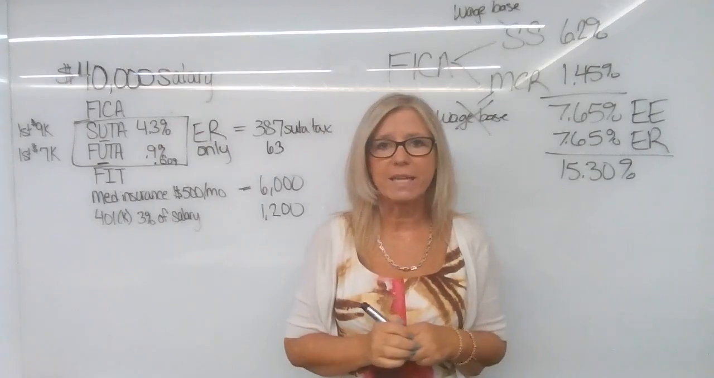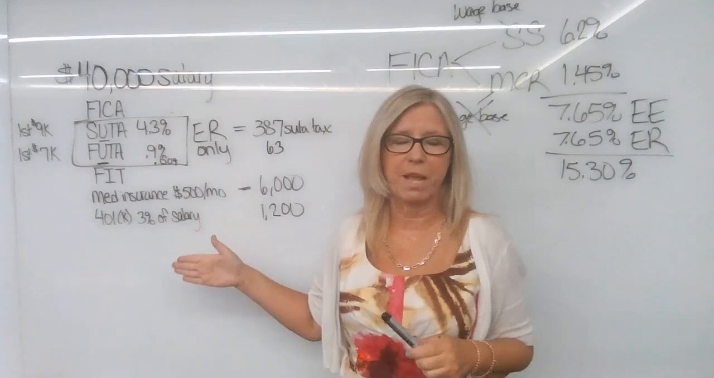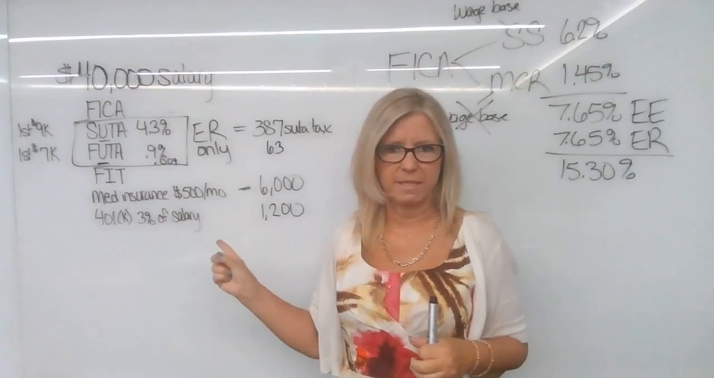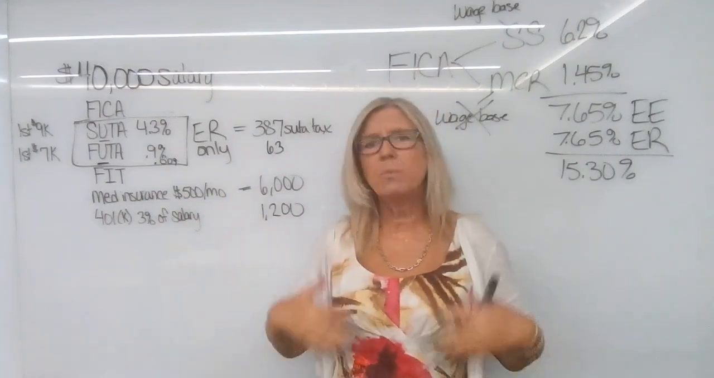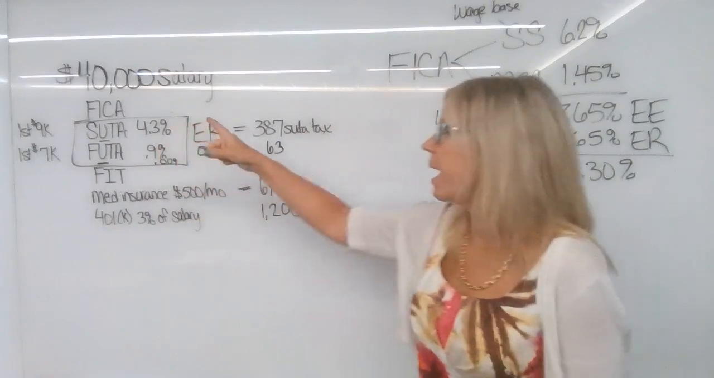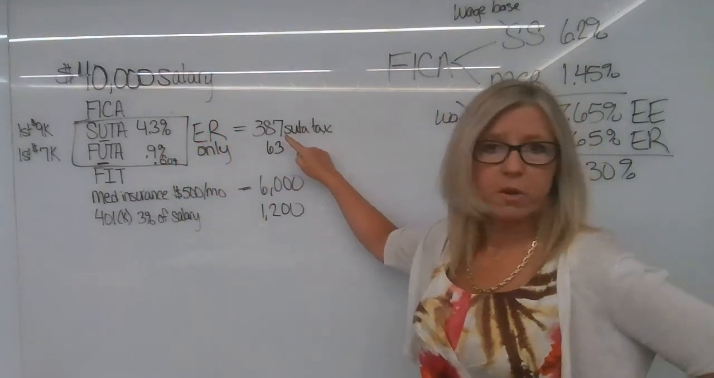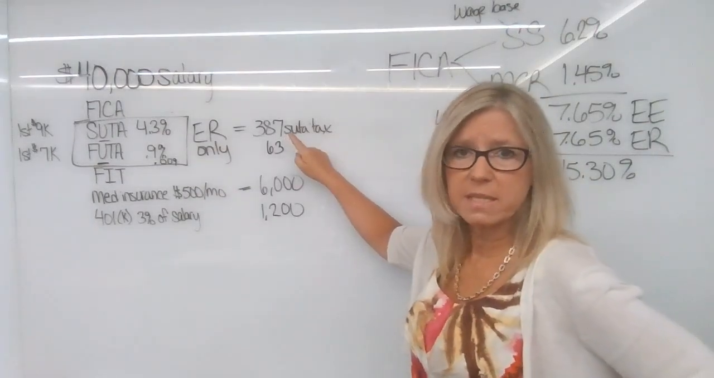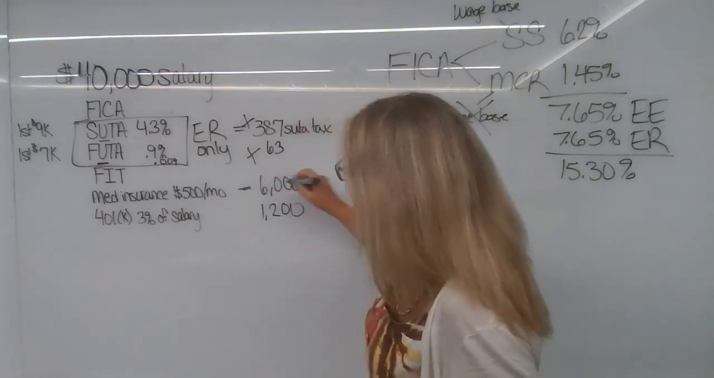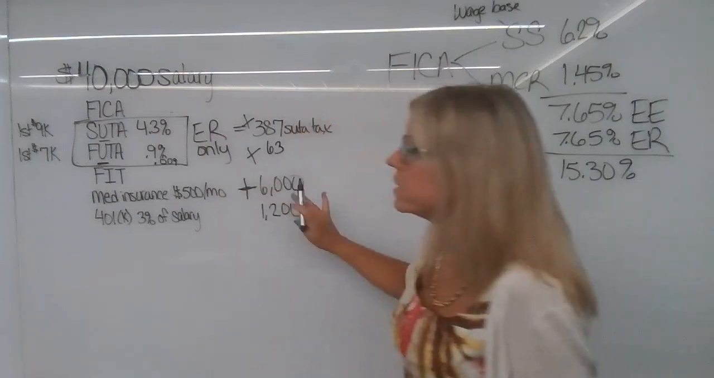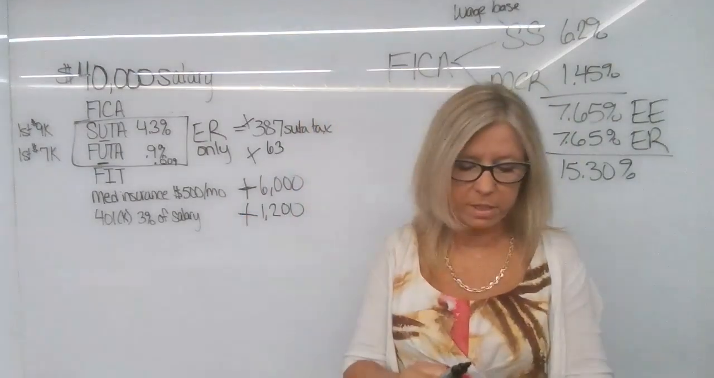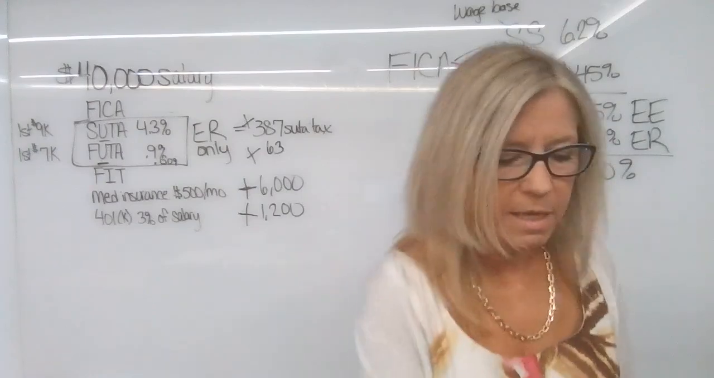What I see students do a lot of times is then subtract all these amounts from the $40,000. But if the company has to pay all of these taxes on behalf of their employee, then we need to add that to the $40,000. The company needs to have $40,000 to pay, plus they're going to have to come up with $387 to pay for those SUTA taxes, plus another $63 to pay for FICA taxes, plus they got to come up with $6,000 to pay on behalf of their medical insurance, plus they got to come up with another $1,200 to put into their retirement plan, plus FICA.